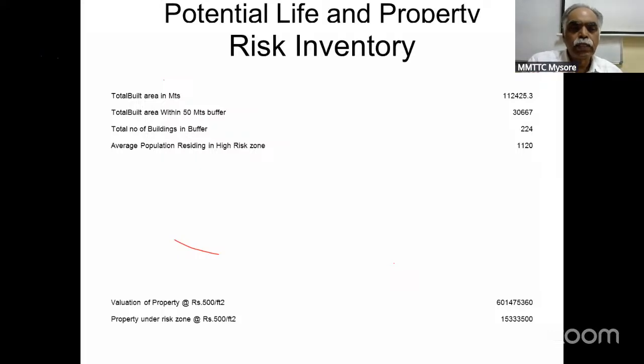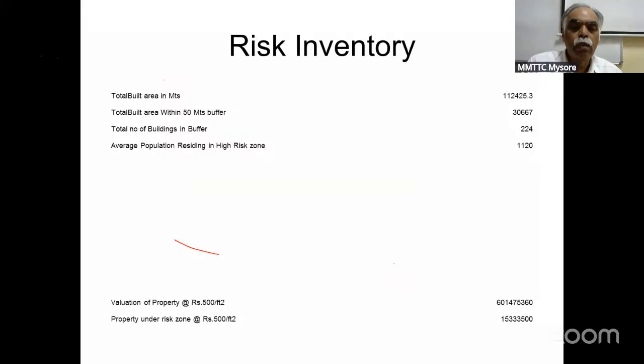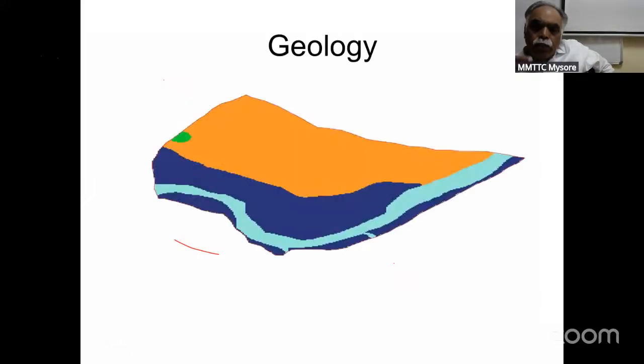And what is the area within the buffer zone, that is 50 meters from the river point and the landslide point. And the total number of buildings in the buffer? 224. What is the population residing in this high risk zone? 1,120. And what is the property that is estimated? It runs to some 600 crore worth of property in the risk zone. So this kind of assessment can also be done through satellite remote sensing and GIS.